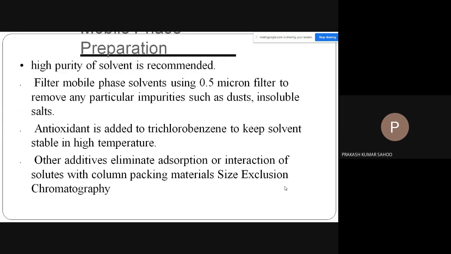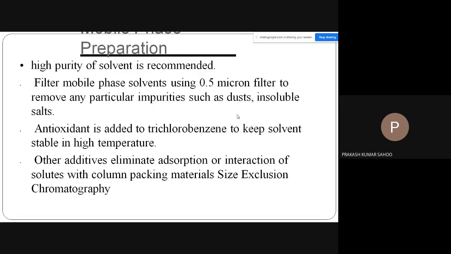This is another factor. That is how we can prepare the mobile phase. The high purity of the solvent is recommended. First, filter the mobile phase solvent using 0.5 micron filter paper. Remove the particulate impurity present, maybe in the form of dust or insoluble salt. Antioxidant is added to trichlorobenzene to keep the solvent stable at high temperature. Other additives eliminate adsorption or interaction of the solute with the column packing material of size exclusion chromatography.